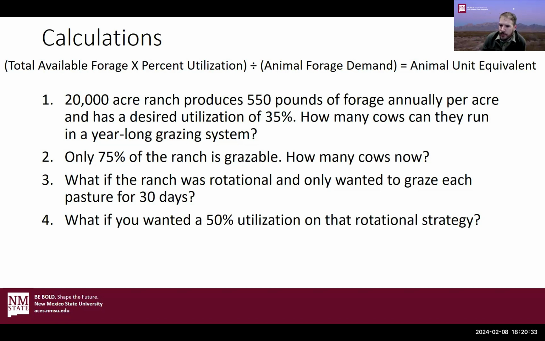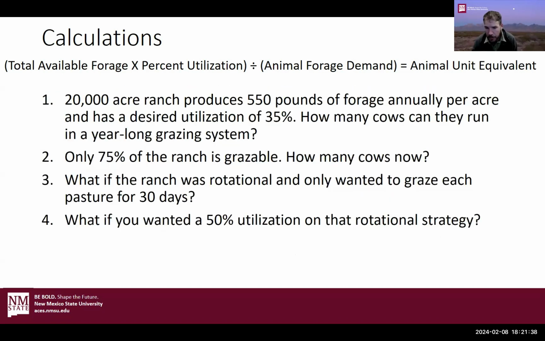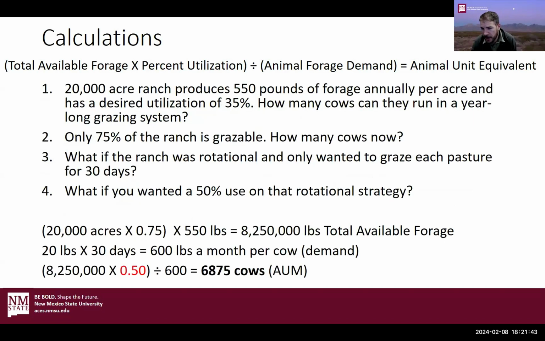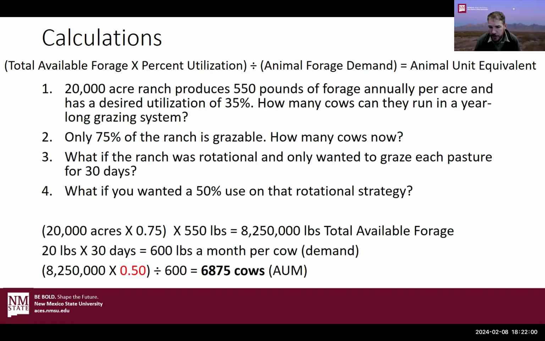And then let's see what we've got for an answer on that. So we went from 4,800 cows to almost 6,900. So 6,875 AUMs or cows. You can see where I substituted that into the equation from the last one. We had 35 there in the equation. You just substitute it for 50, and it gives you your AUMs.